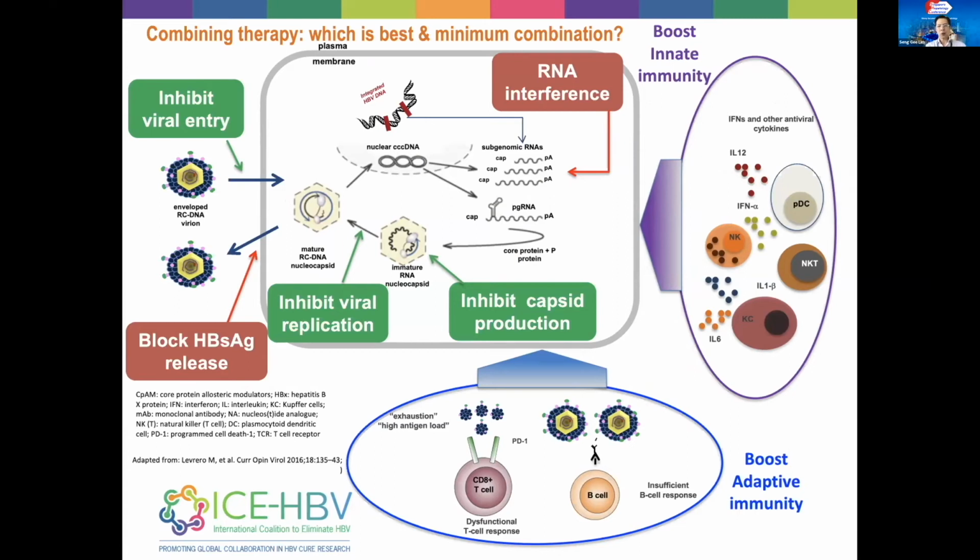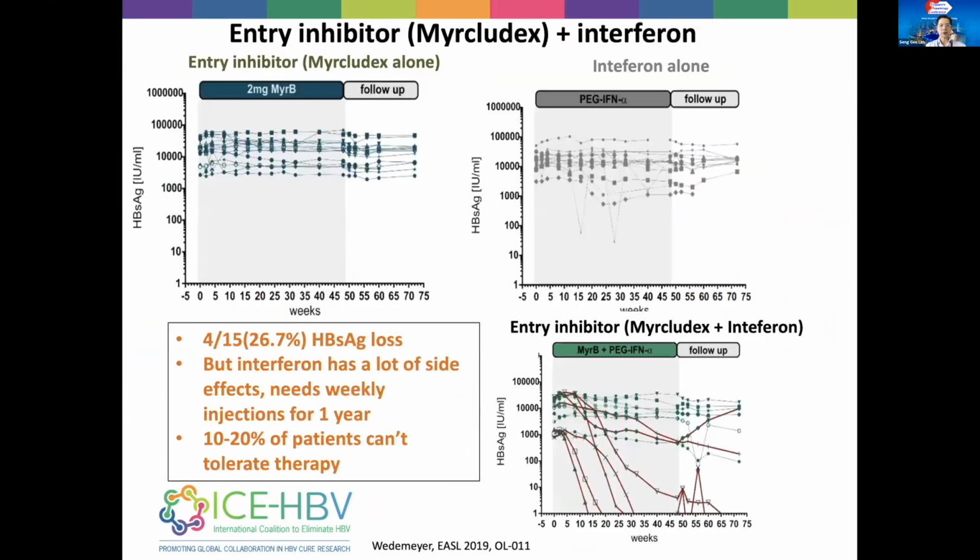This is quite a complicated slide, but I just want to remind you that this is what people are now investigating, which combinations are the best. And let me take you through some combinations which might be useful. So I think I showed you the entry inhibitor, and now we're going to use it with interferon. This is Myrcludex, which I showed you. Used alone, it didn't have much impact on the S antigen levels.